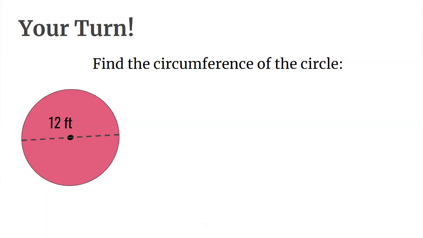Now, this is a typo again. Oof, so many typos. Sorry, guys. So for this one, you want to find the area of the circle, not the circumference. So find the area of the circle with a diameter of 12 feet and come back. So 3, 2, 1, pause.